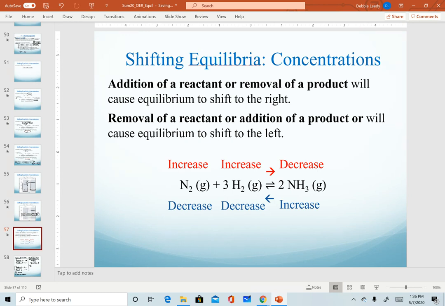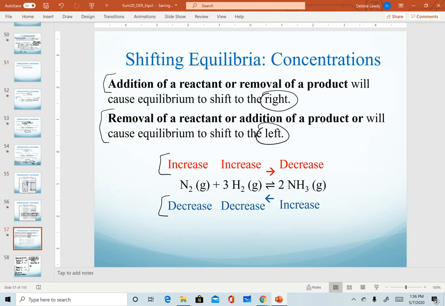To summarize all of these changes, I have this slide. So again, anytime we add a reactant or remove a product, the system's going to shift right. That's what's shown here in red. Anytime we remove a reactant or add a product, the system will shift left. And that's what's shown in blue down below. And so that just summarizes what we discussed on the previous screen.